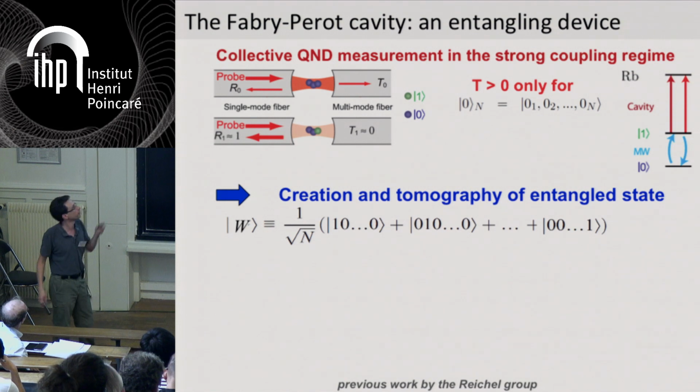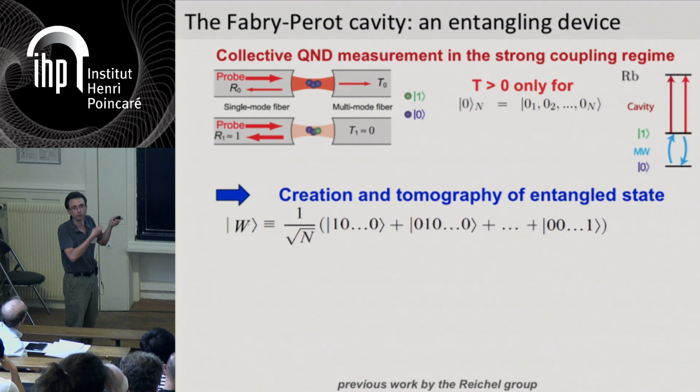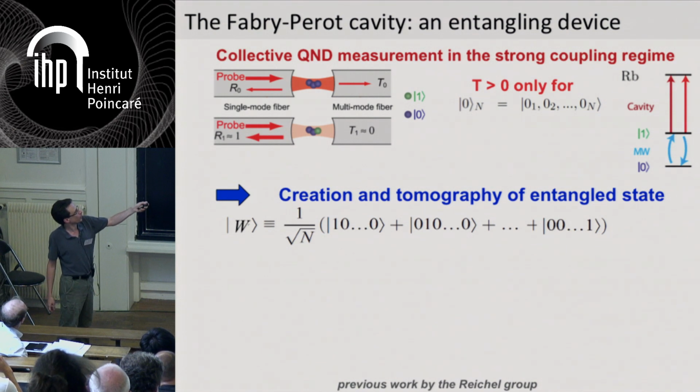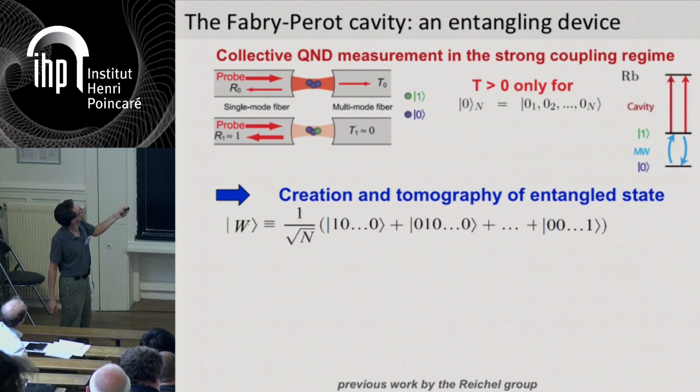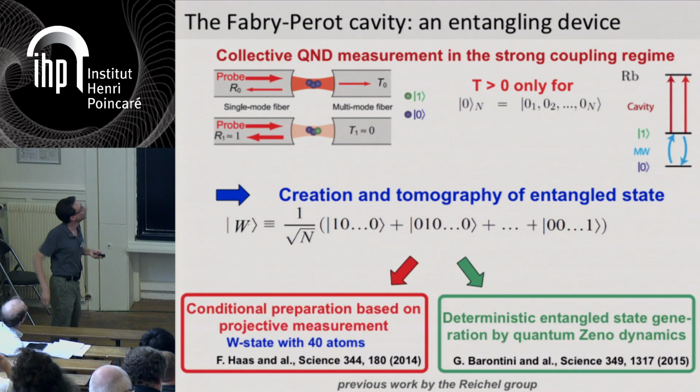And so the Reichel group has successfully used this technique to prepare large entangled states, such as this large W state here, where it's not an excitation here, but just going from 0 to 1, where one excitation is shared between all the atoms, a W state of this form. And they could do this by 2 different techniques.